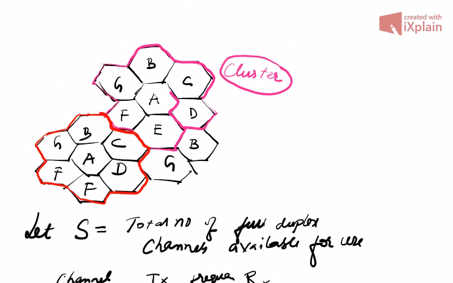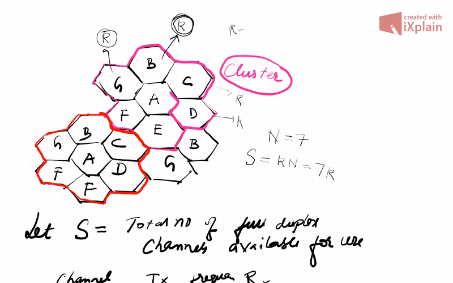Let's come to this figure. So suppose if you take the example of the above cluster, take cell B. So cell B is given k channels. Similarly cell G will also be allocated k channels. Now channels, actually we are giving them the pair of frequencies. Similarly k channels here, n is 7. So S, the total number of full duplex channels, will be k times n, which will be 7 times k.